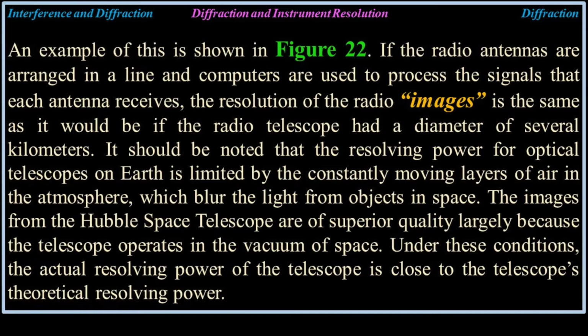It should be noted that the resolving power for optical telescopes on Earth is limited by the constantly moving layers of air in the atmosphere, which blur the light from objects in space. The images from the Hubble Space Telescope are of superior quality largely because the telescope operates in the vacuum of space. Under these conditions, the actual resolving power of the telescope is close to the telescope's theoretical resolving power.